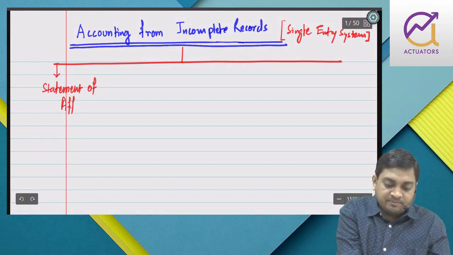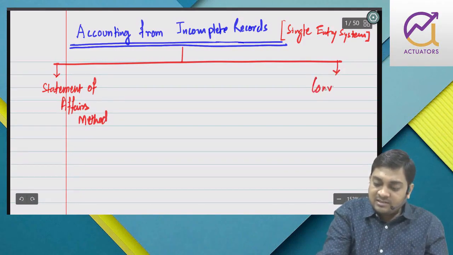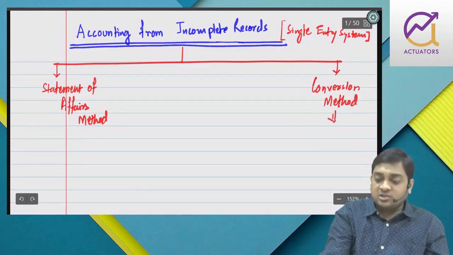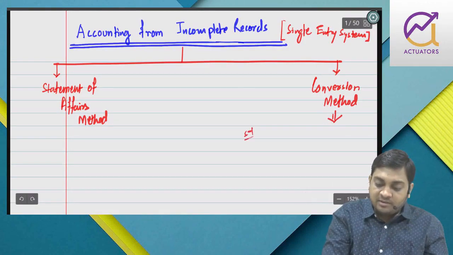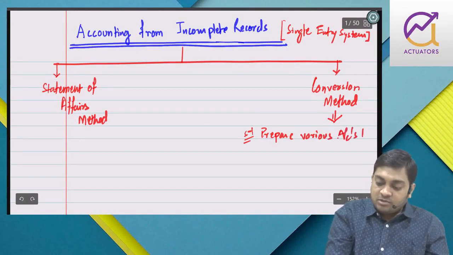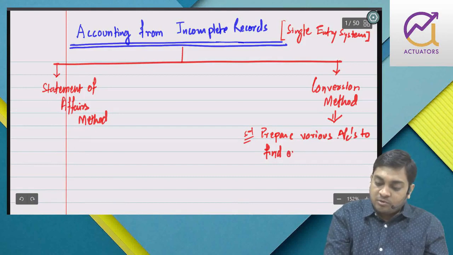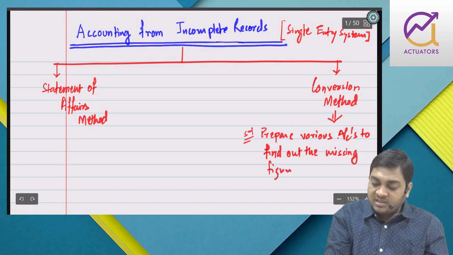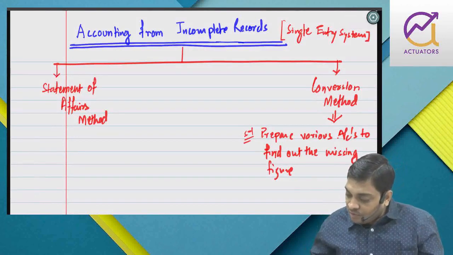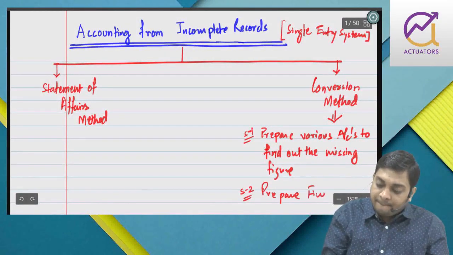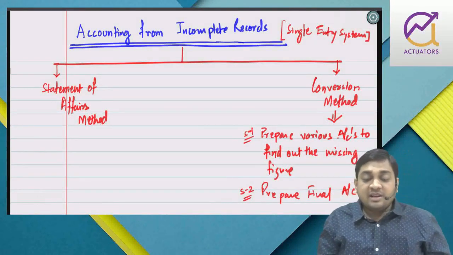One is the statement of affairs method, and the second one is the conversion method. So we will first talk about the conversion method, right? Step 1: prepare various accounts to find out the missing figure, right? What we have to do is prepare various accounts to find out the missing figure, and then we will prepare final accounts. Now this conversion method is very simple, right?